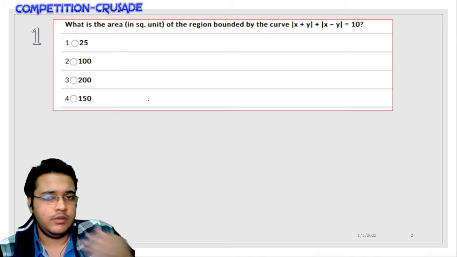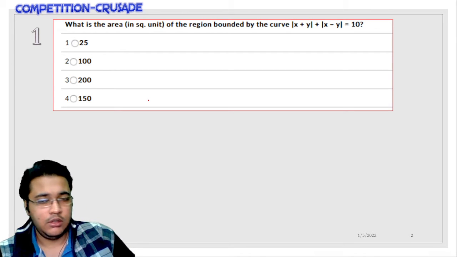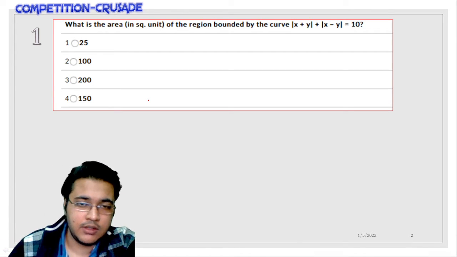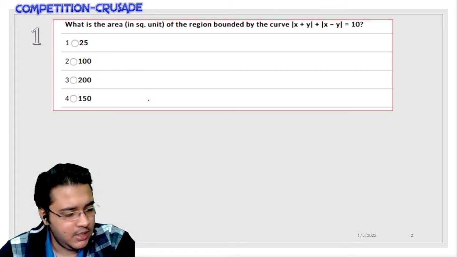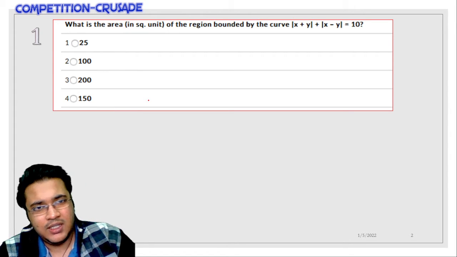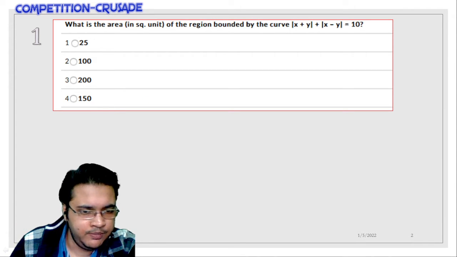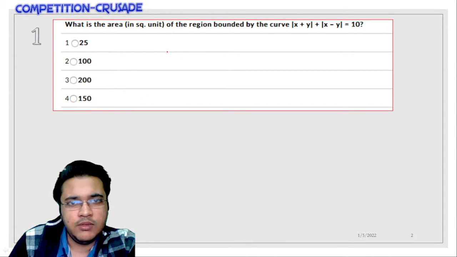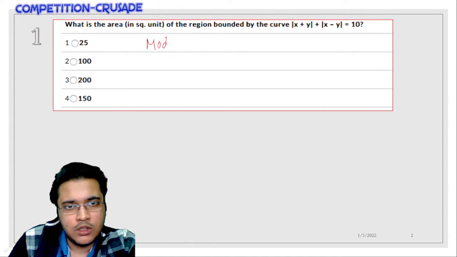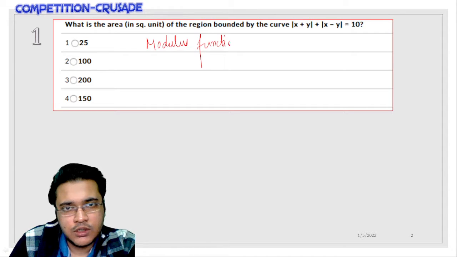So this is one of those questions which you can actually expect to be there in your entrance exams as well. In terms of the level of difficulty, I would say this is moderately difficult. Okay, it's not very easy. Also, it depends whether a student knows the properties of a modulus function. So there is something called a modulus function.